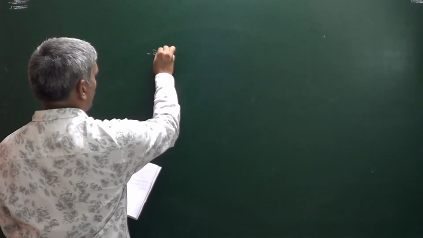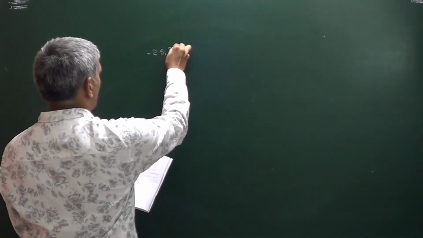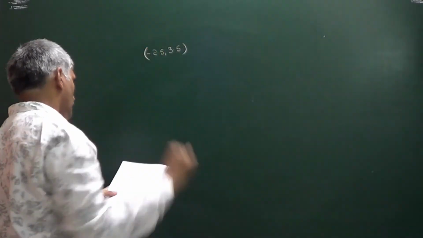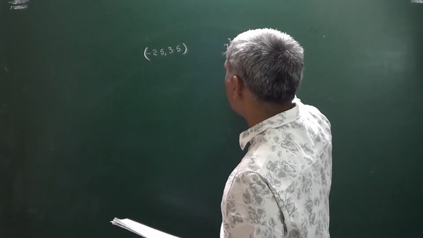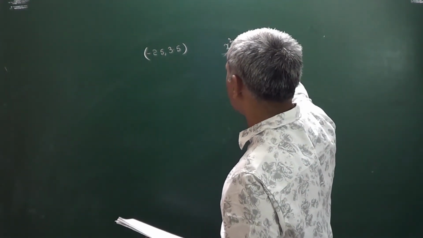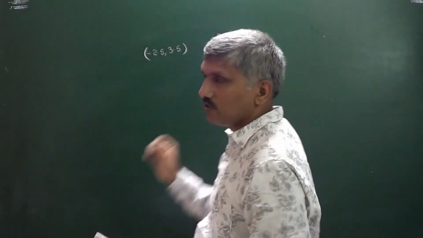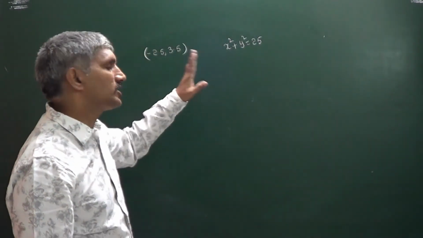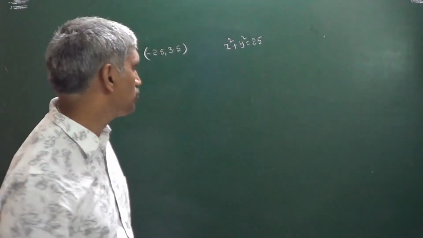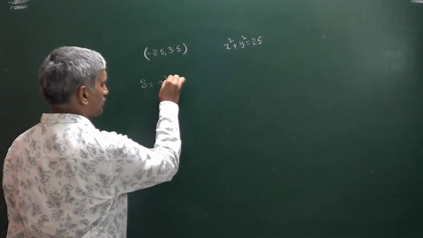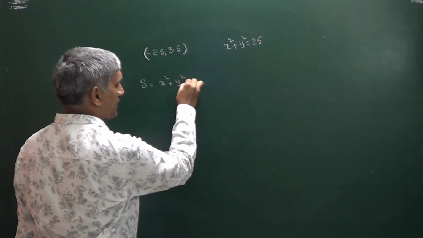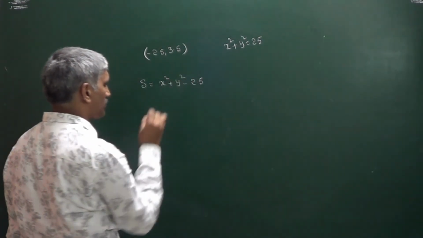Next question: the point (-2.5, 3.5). Does it lie inside the circle or outside the circle, where the circle is x² + y² = 25? We have to check. Let S = x² + y² - 25. That is the information given.